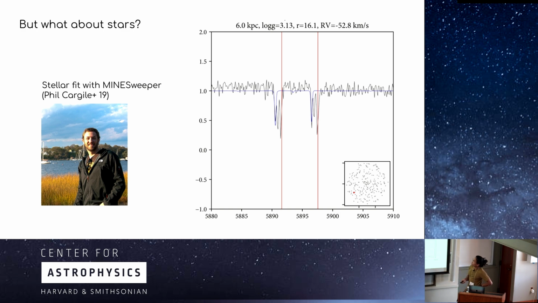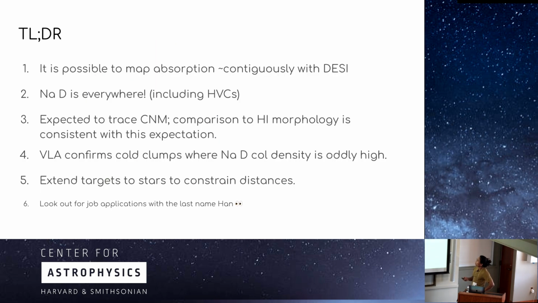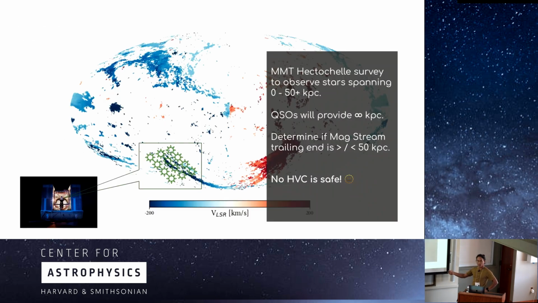The advantage of stars is that you have distances. So what we have proposed and gotten time for, and we'll do this semester, is basically map out a bunch of the classical HVCs with a lot of stars ranging from 0 to 50 plus kpc, with some quasars in the infinite background, and try to obtain distances to these things. Oh, and I just wanted to make sure, no high velocity cloud is safe. We will measure distances to every one of them.